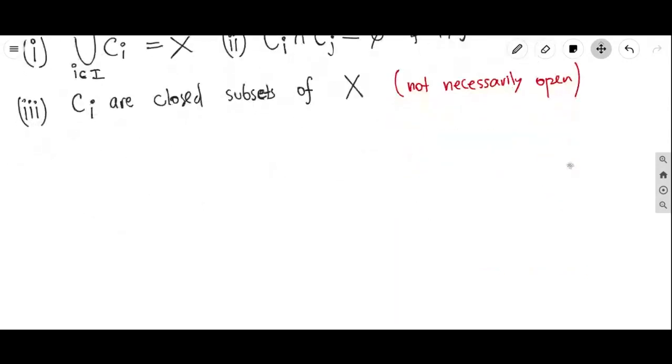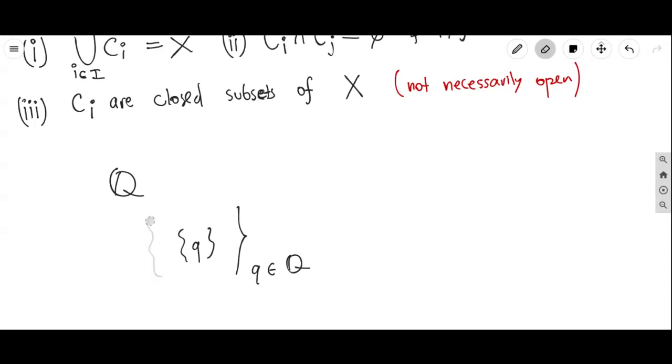If you do not believe me, just look at the example that we just did, the example with Q. The connected components were the singleton sets. So the set of connected components looked like this, and the connected components were singleton sets.